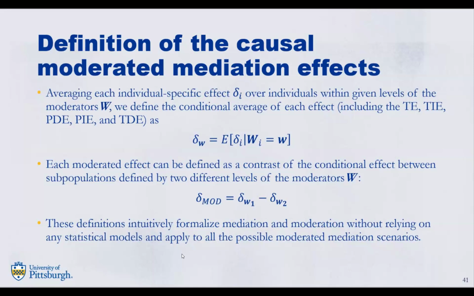You simply define the individual specific potential outcomes and correspondingly the individual specific indirect and direct effects. And then you take the conditional expectation of each individual specific effect, which will give you the definition of the conditional effects. And by taking a contrast of the conditional effects, you are able to define the moderated effects. Any questions?